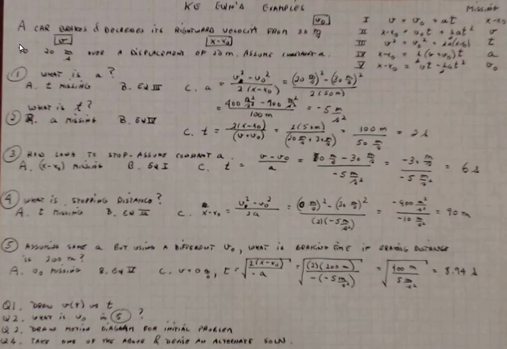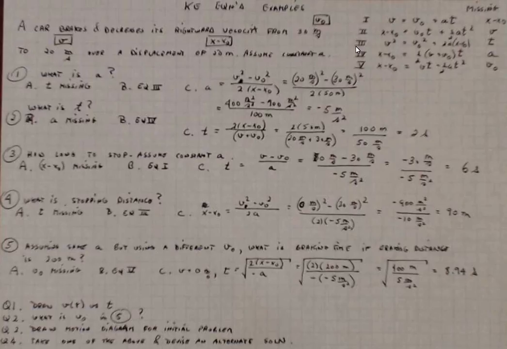So the scenario we want to consider is a car brakes and decreases its rightward velocity from 30 meters per second to 20 meters per second over a distance of 20 meters. Assume constant acceleration. So 30 meters per second corresponds with v naught, initial velocity. 20 meters per second corresponds with v. 20 meters corresponds with x minus x naught. First question, what is the acceleration?